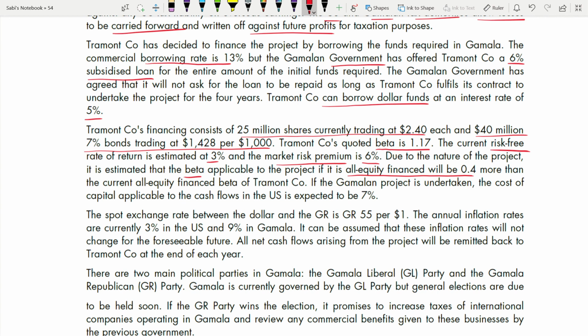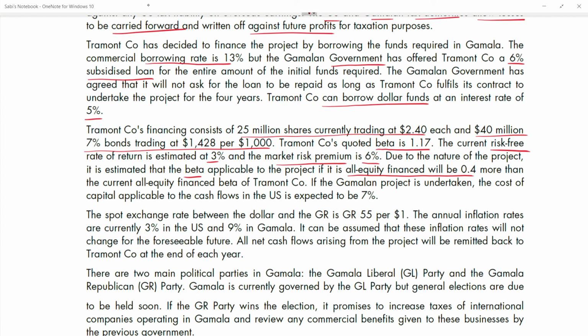This again tells you that adjusted present value is needed. See, the question didn't ask you anywhere about adjusted present value, nor did they mention it, not even in the requirement. But how do you know that you have to find adjusted present value? These words: the subsidized loan, and then all equity finance. These words are used when you have to find adjusted present value.